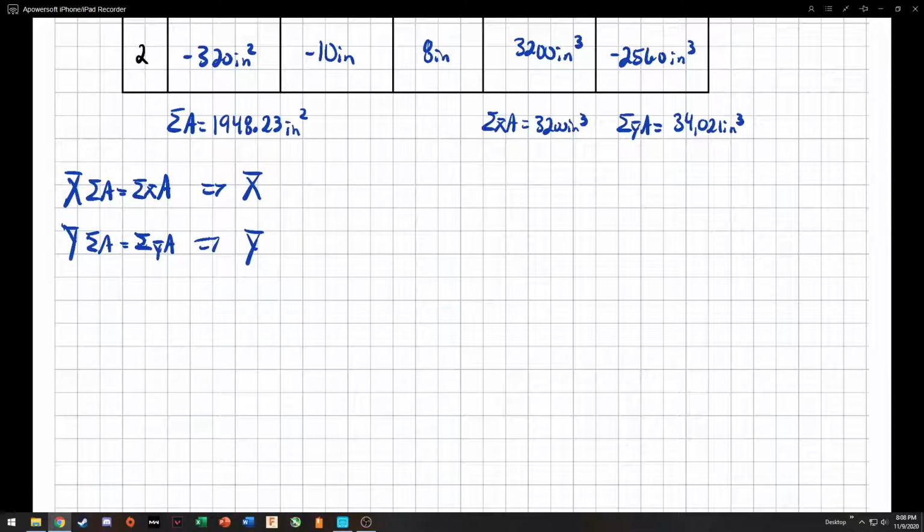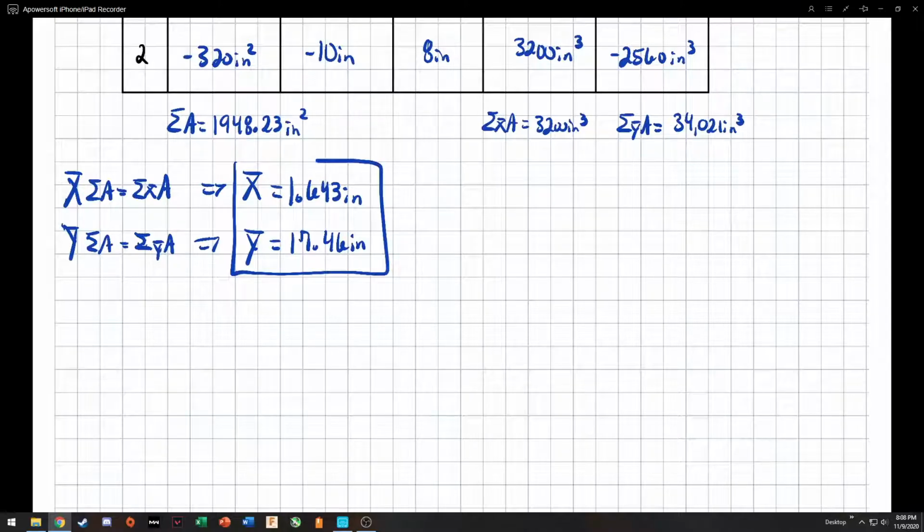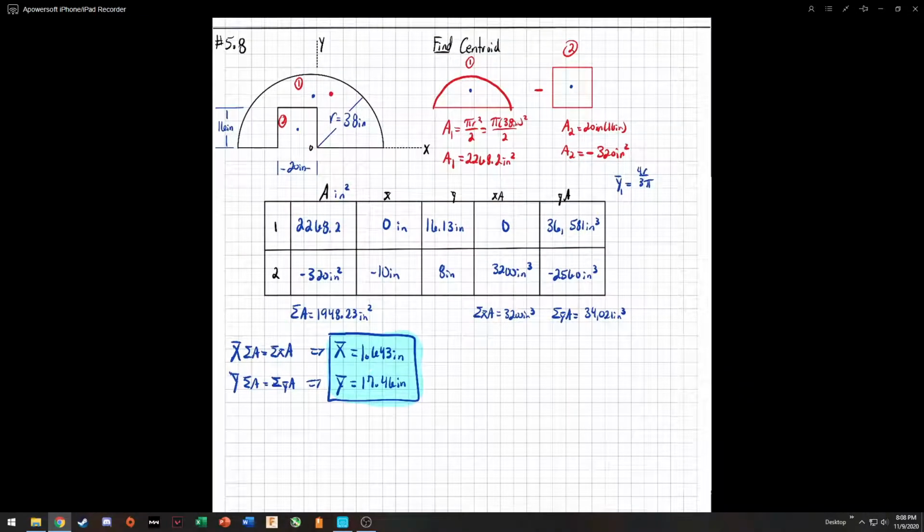Solving those equations out for x bar and y bar, we get x bar to be 1.643 inches and our y bar to be 17.46 inches. And that completes chapter 5. So chapter 4 and chapter 5 are pretty straightforward as long as you kind of know what you're doing and you keep calm and just watch your origins for chapter 5. Chapter 4, watch your angles, make sure you know how you do your sine and cosines, even when your perfect triangle's flipped around, and you will be just fine.